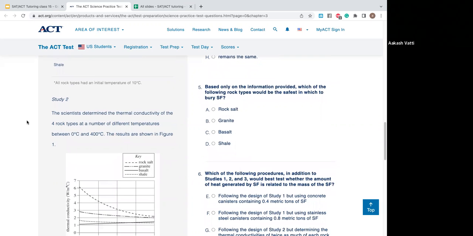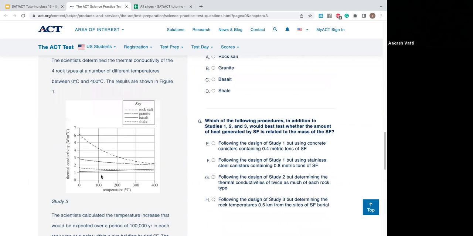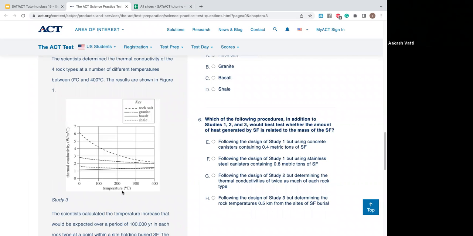So study 2. The scientists determined the thermal conductivity of 4 rock types at a number of different temperatures between 0 degrees Celsius and 400 degrees Celsius. The results are shown in figure 1. This is just like a graph where X and Y are temperature and thermal conductivity, and there's a key there. I guess a quick observation is that thermal conductivity for rock salt is a lot higher at the lower temperatures, but gets near the other thermal conductivities at higher temperatures.